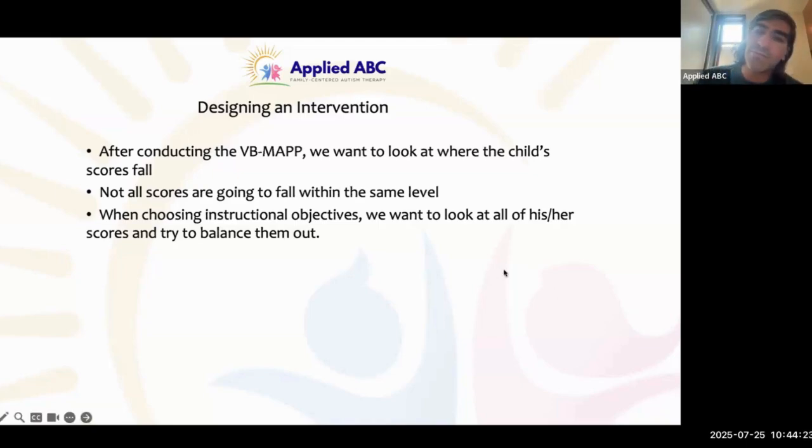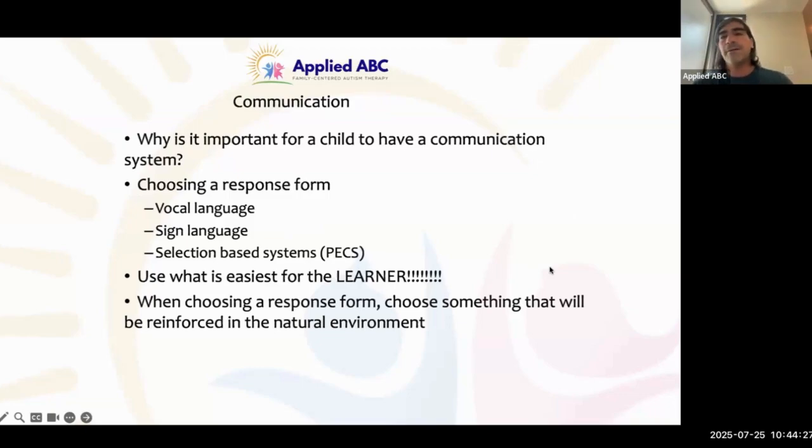When choosing instructional objectives, we're going to look at all of his or her scores and try to balance them out. The most important cell or rectangle is the lowest one that's unchecked because it's all cumulative, it all builds on itself. So even if they've got some things past a certain point, we want to focus on that area that hasn't been developed yet, because we know that's the most important building block. That's the element that we haven't seen yet.